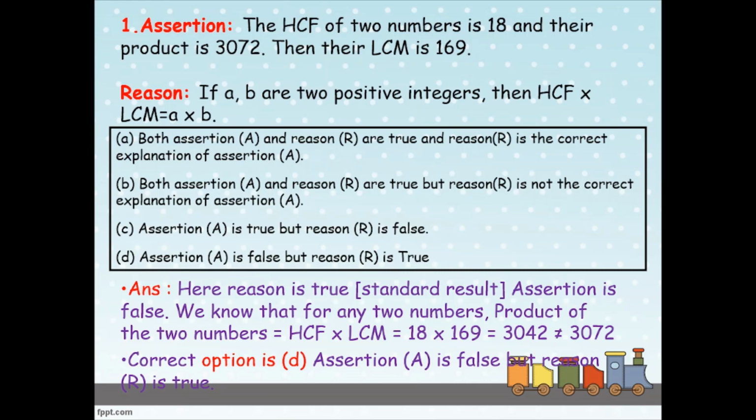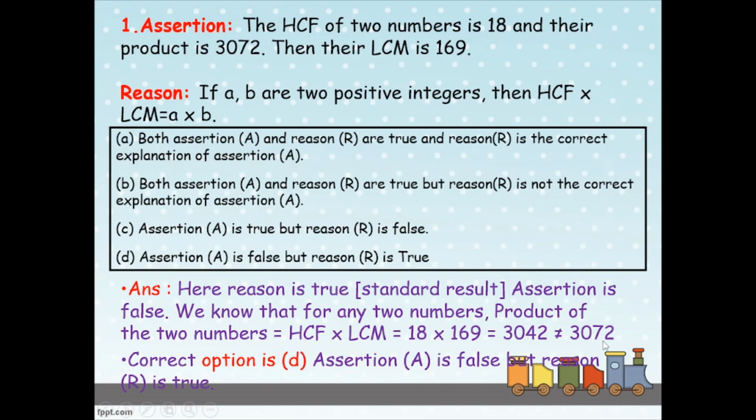So check the reason. We can very well declare that the reason is true because it is a standard equation to verify the relation between two numbers and their LCM and HCF. Once the reason is true, go for checking the assertion. In the assertion, they gave the HCF and the LCM. Just find the product of HCF and LCM. We can find this product is 18 into 169, which is 3042. But it is declared that the product of the numbers is 3072. The product of the two given numbers should be equal to the product of the LCM and HCF. That is what the statement says.